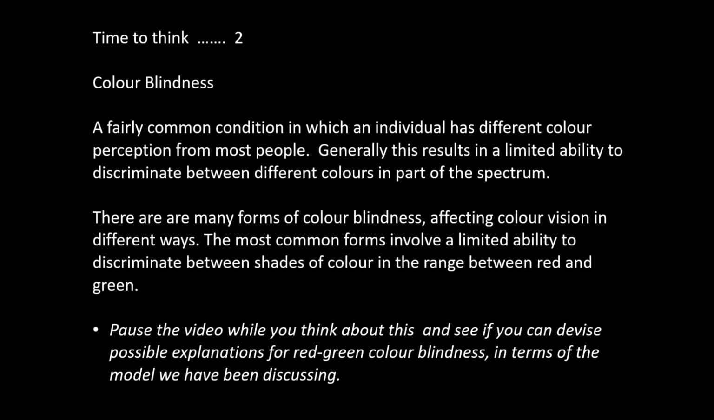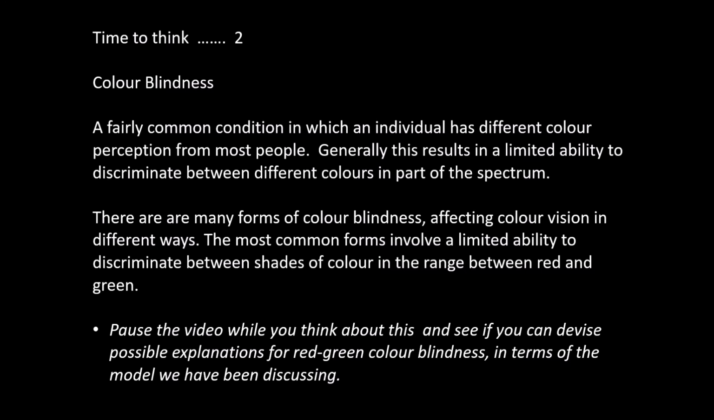There are actually lots of types of colour blindness, but the most common ones are usually lumped together and described as red-green colour blindness, where the person just has quite limited ability to tell the difference between shades of colour across that whole range, really from green to red at the longer wavelength end of the spectrum.